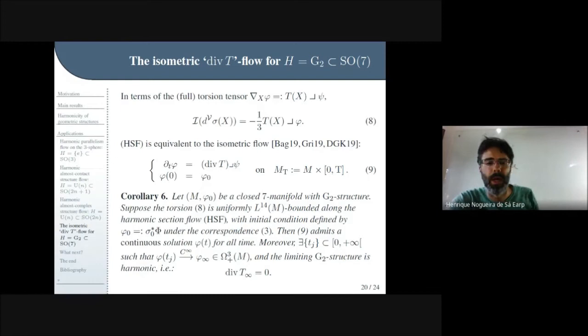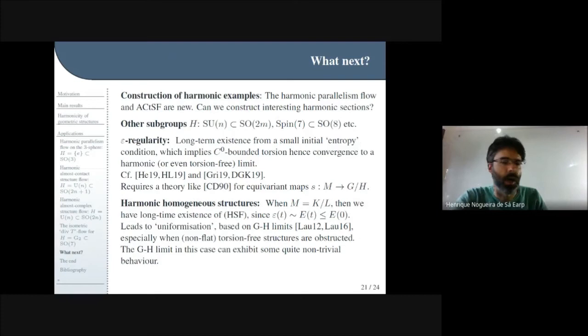Of course, in the future, we'd like to carry on the rest of the analytic program. Let me tell you about this now. The way I see it, there are four different directions in which one could proceed, and so there's a lot of work that one could carry out from here. So first of all, the construction of examples. The harmonic parallelism flow and the almost contact structure flow are new. We've just derived what the natural flows have to be.